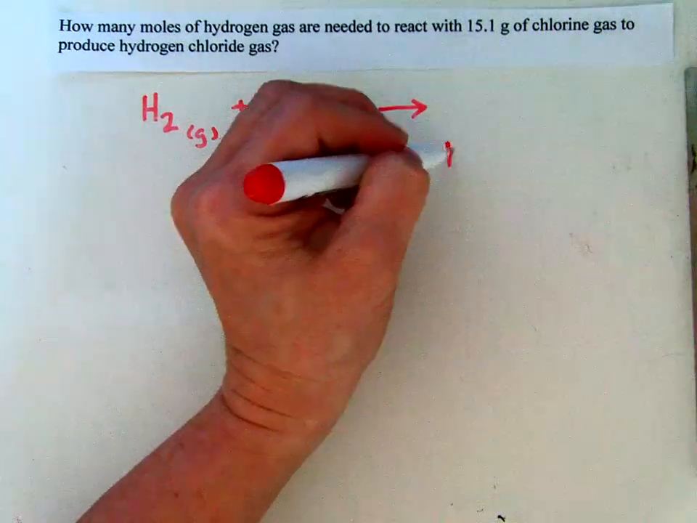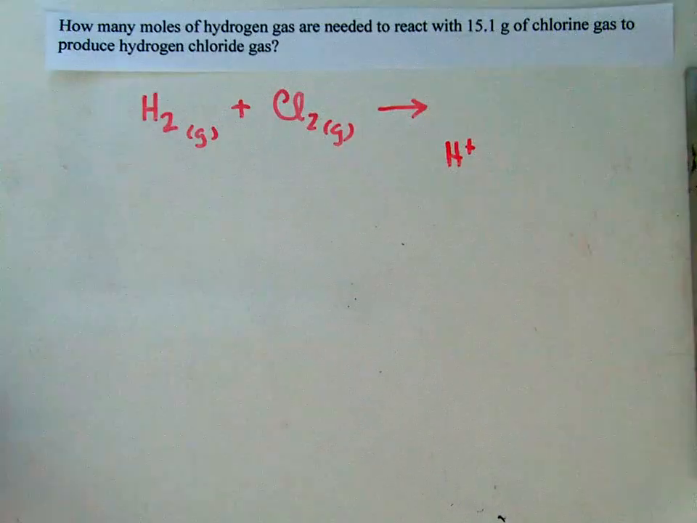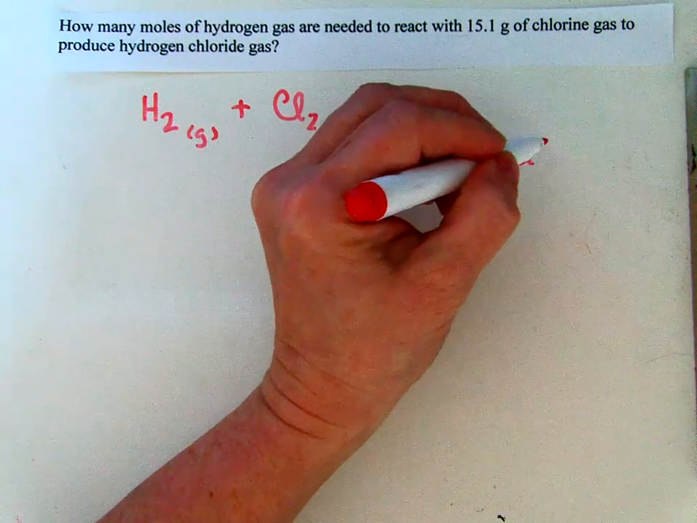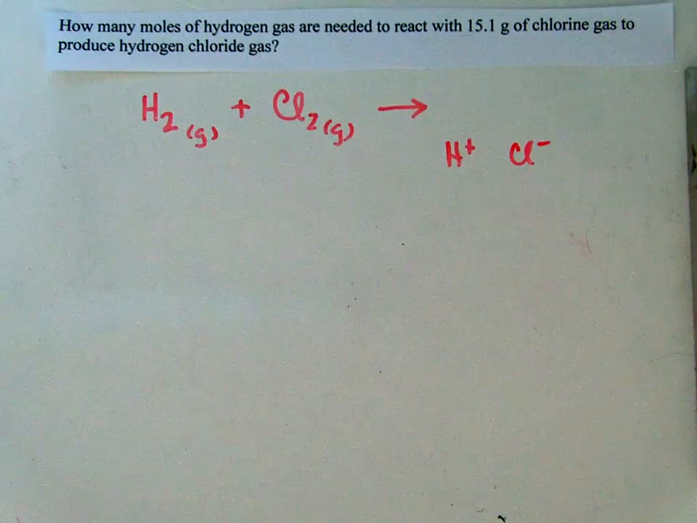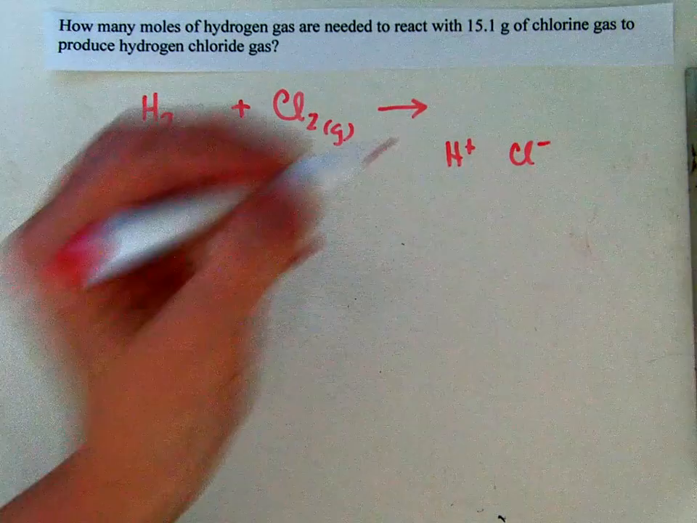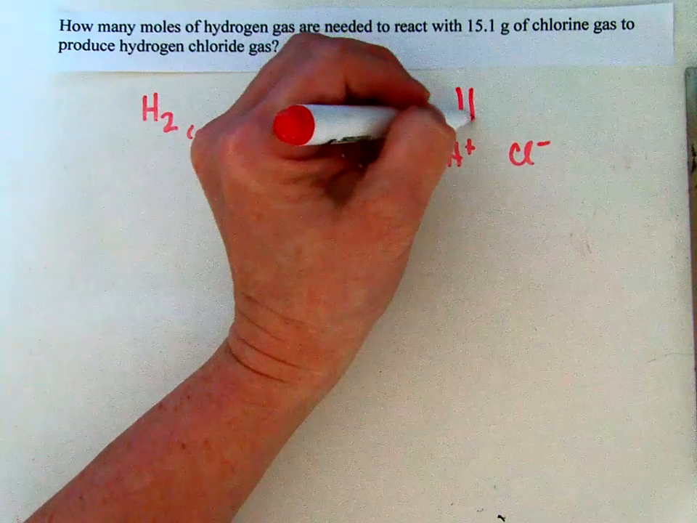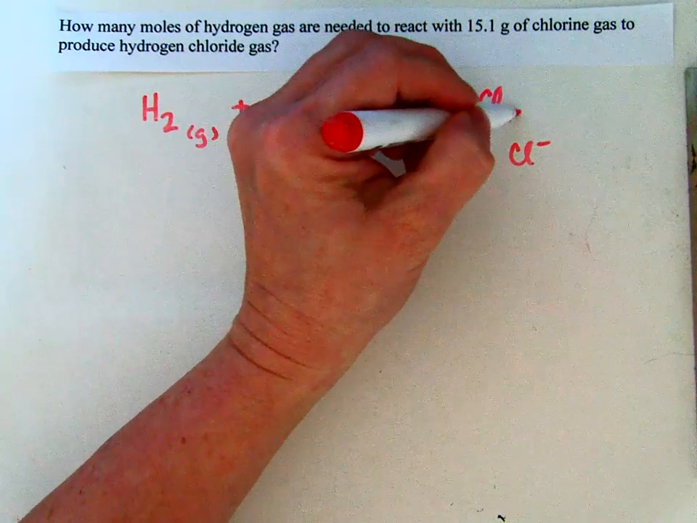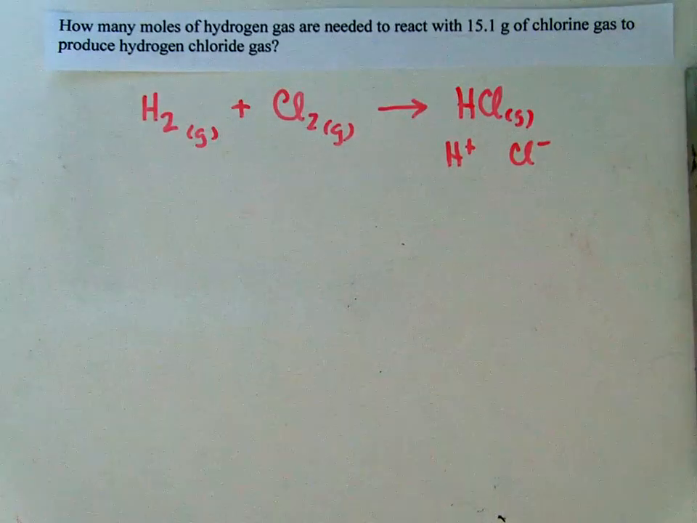Now, hydrogen we know is a +1 ion. Chlorine, because it's in group 7, we know is a -1 ion. So to make a stable compound, hydrogen chloride is simply just going to be HCl. And I'll put a little G there because it's a gas.